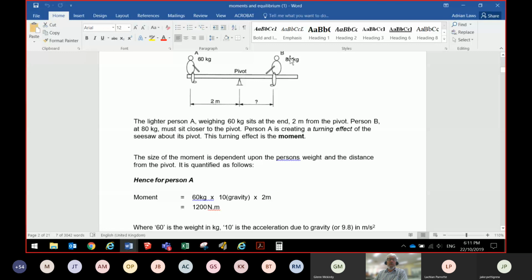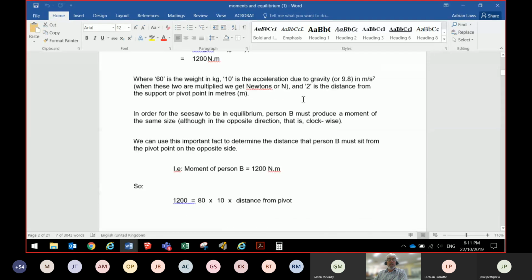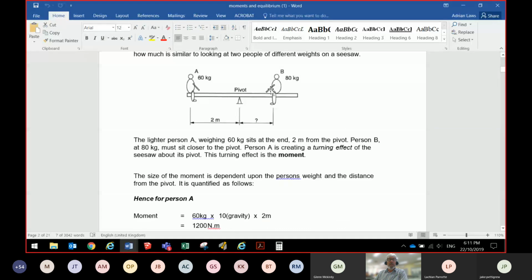You'll see that this person here is 80, which is about a third heavier than that person, but 1.5 meters is not a third less than the 2 meters, is it? So it doesn't always ratio out exactly. Sometimes you move a little bit here and you've had a big impact on the equilibrium, and it's really important that we do the calculations for that.